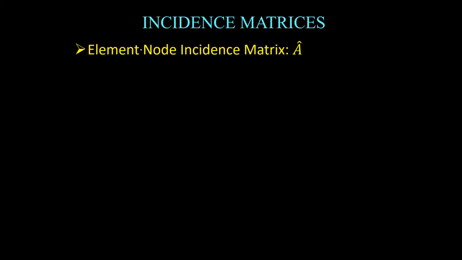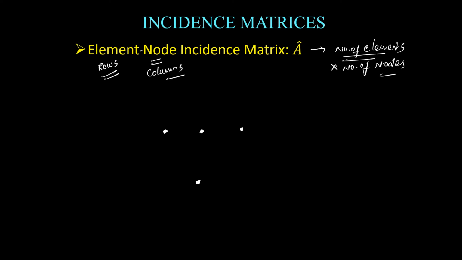Here the first term, element, refers to the number of rows and the number of nodes represents the number of columns. That means the size of the A cap matrix will be equal to the number of elements times the number of nodes. In this subject, the same nodes we are calling buses. So the number of nodes will be equal to the number of buses.